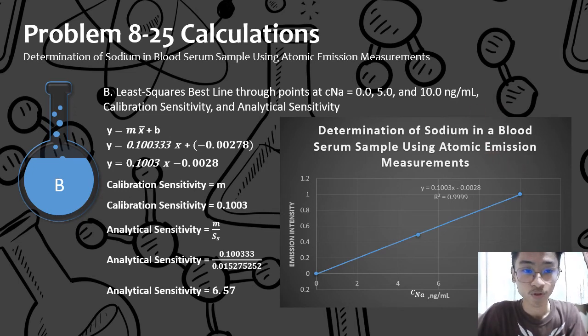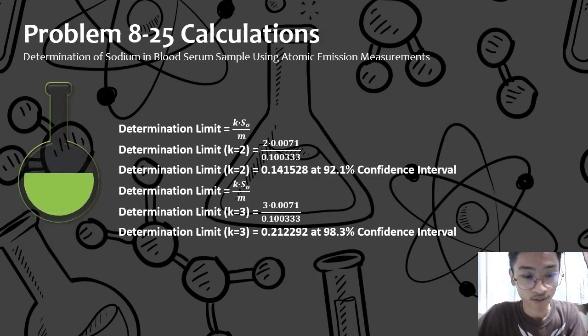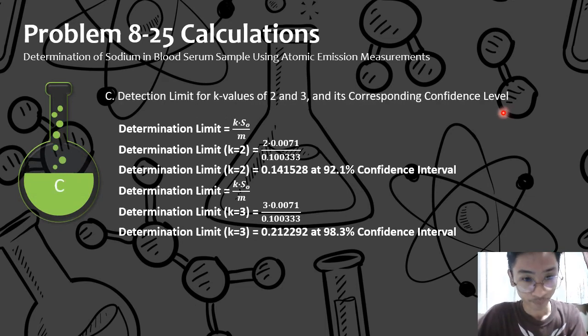Now we will proceed to the next part of the calculation for the second problem, the detection limit for the k values of 2 and 3. We use the formula for the detection limit. Now we arrive at 0.141528 at 92.1% confidence interval for the k value of 2 and 0.212292 at 98.3% confidence interval for the k value of 3.